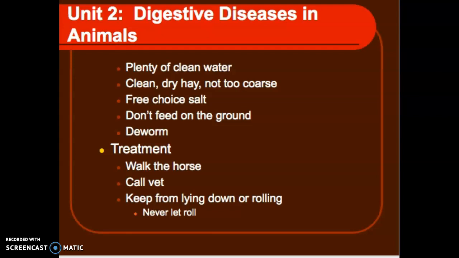If you keep on hand some pain medication, that's maybe a good idea to administer. And most of the time, you're going to need to call the vet unless you're pretty experienced in handling a colicky horse. But really keep them from lying down or rolling. Never let them roll, because you'll have intestinal problems that develop along with that.